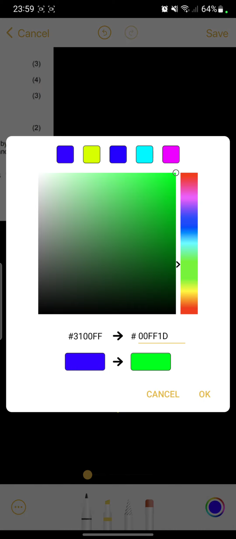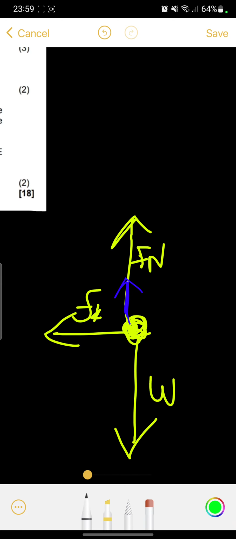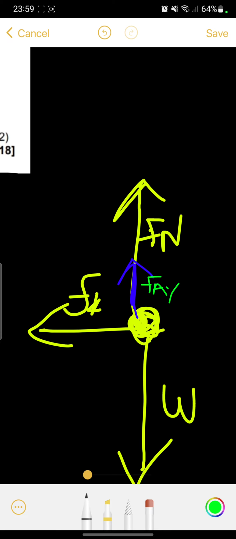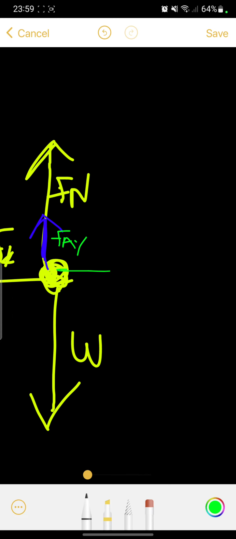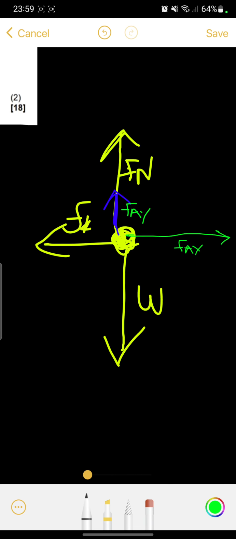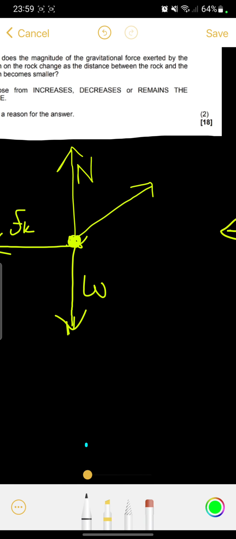We can call that Fay, the vertical component of the applied force. And we also have Fax, the horizontal component. So we could have also drawn it alternatively like that, or you could have just drawn it at an angle. Of course, this is 20 degrees here.